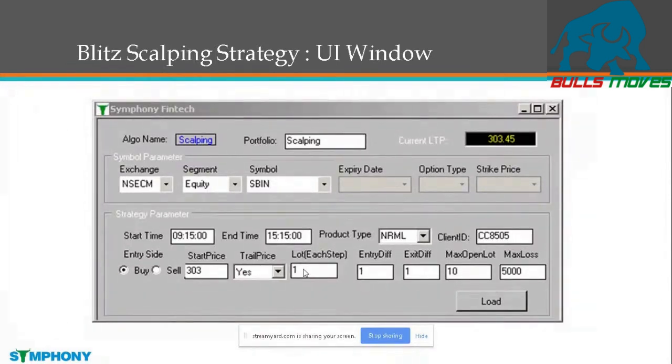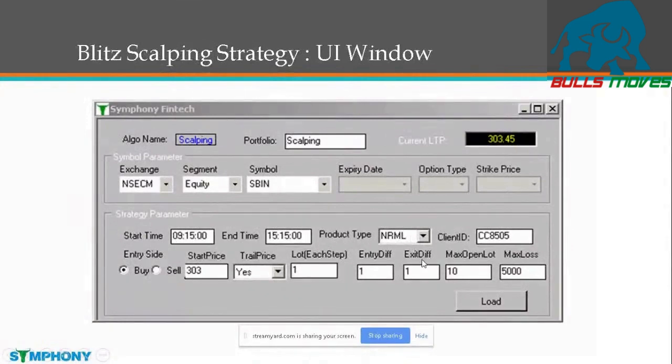On every rupee downside, I want to buy 1 quantity. So you have to mention the lot as 1, or each step as 1. If you want to go for the future option, then you have to mention the lot, 1 lot or 2 lot. Accordingly, the system will execute the trades as per the quantities. And then you have to mention the entry difference. The entry difference means your first buy will be 303. If you have mentioned the entry difference as 1 rupee, your second buy will be 302, your third buy will be 301. So every 1 rupee downside, it will execute your buy trades.